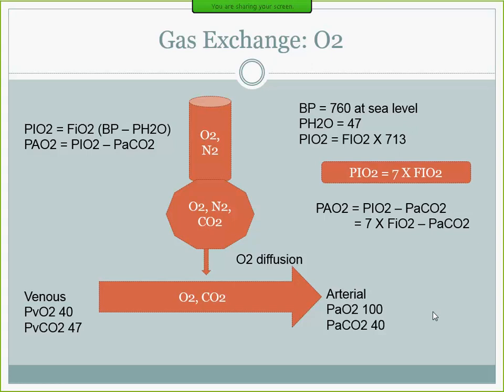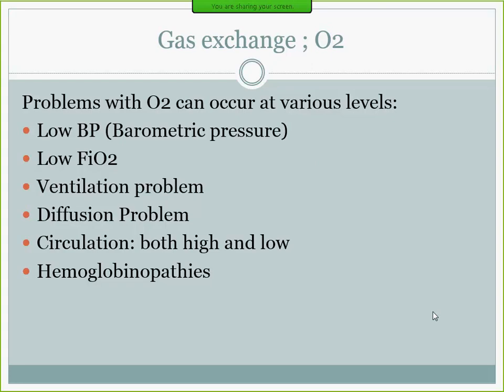And then oxygen binds with the hemoglobin, right? Once it enters the blood. So any kind of problem with hemoglobin can interfere with your oxygenation of the blood too. Right? So the factors that affect oxygenation are multiple: low barometric pressure, low FiO2, ventilation problem, diffusion problem, circulation both high and low, and then hemoglobinopathies. So just understand, hypoxemia has multiple factors, and you need to really know as a provider what is causing hypoxemia, because the management is going to be different. It's not the same in all kinds of hypoxemia.